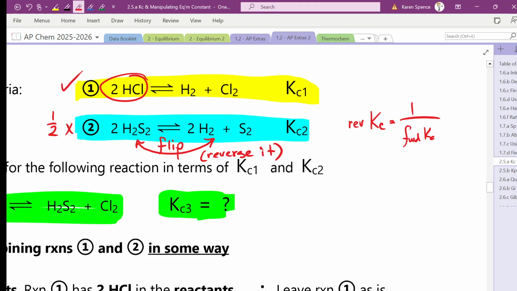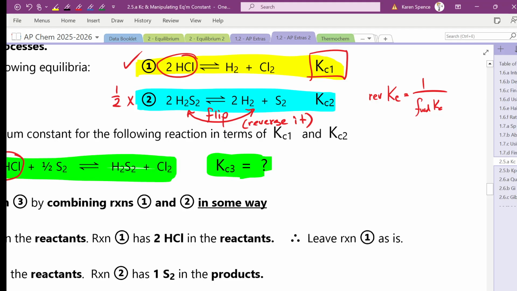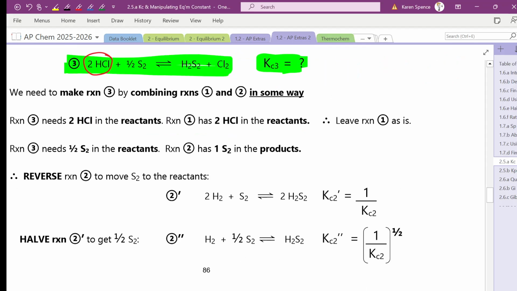So we're actually going to have to flip this. And then if we are multiplying it by 1/2, what are we going to have to do with it then? We're going to have to raise it to the 1/2. So this one can just stay as it is. So it's just Kc1. It doesn't have to do anything. But now we need to take this whole thing and raise it to the 1/2. And there we go. So we've got that here. We've reversed it. Okay, so that's the reverse. This one's halved.